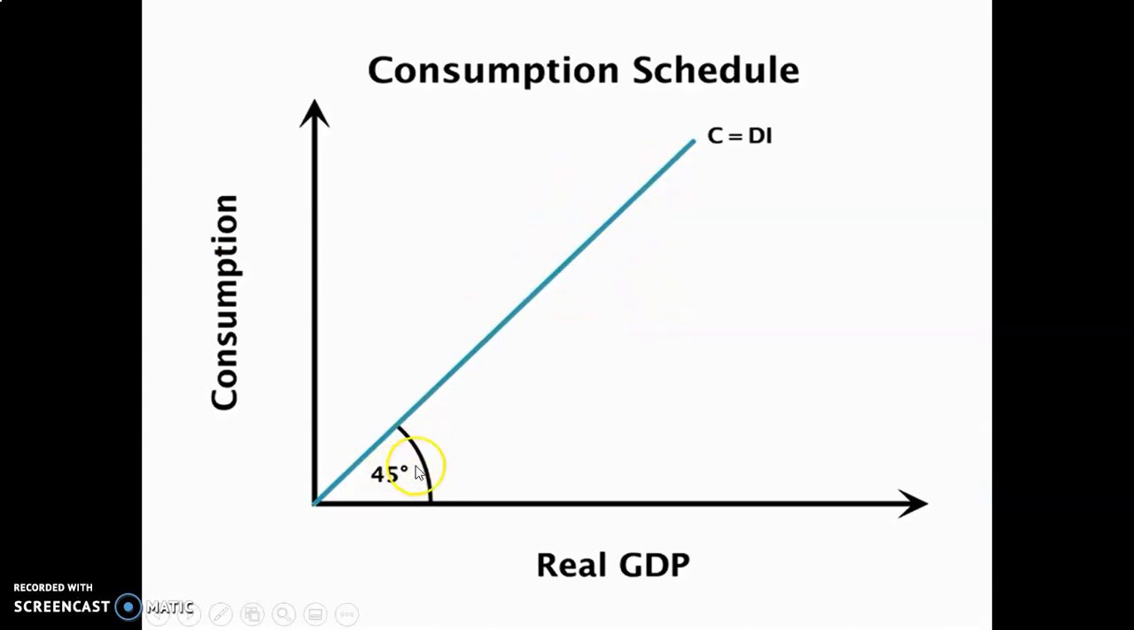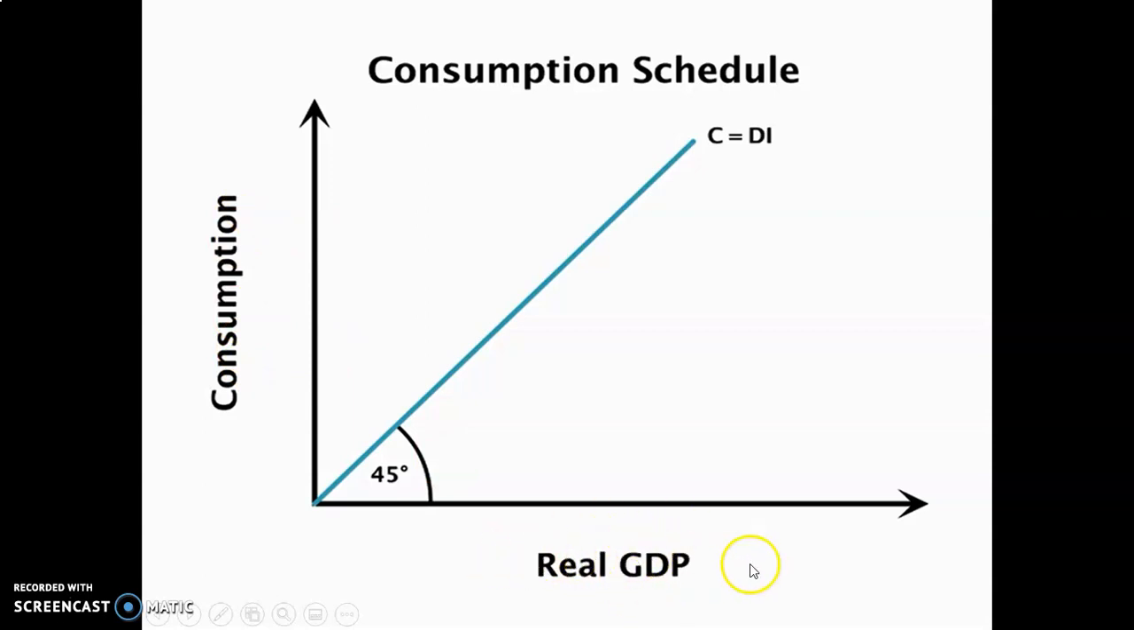But we do have a 45-degree line, as promised. This 45-degree line is every possible point in this economy. We cannot have points out here. We cannot have points here. This line is described as C equals D times I. What all that's basically saying is that consumption is equal to real GDP.